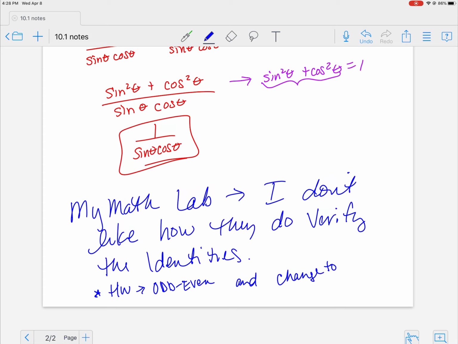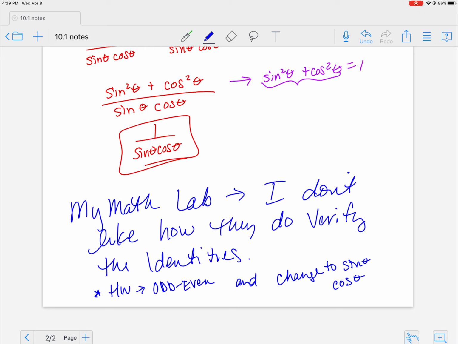So because of that, the only thing in your homework is you were going to have odd even, like what we just talked about, and change to sine cosine, like what we just did on that last problem. So that's it. Now, this chapter does a whole lot more than that. I have uploaded into Canvas some practice, 10 problems that you need to do. I'm also uploading solutions on how to do those.